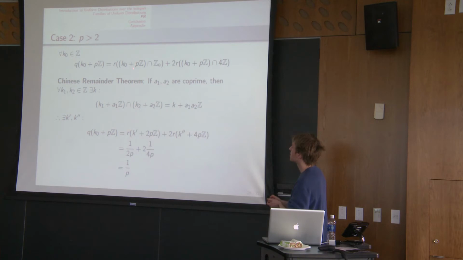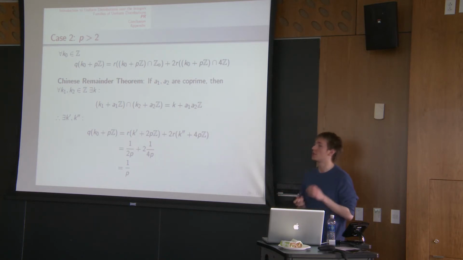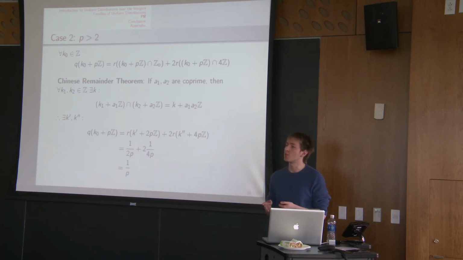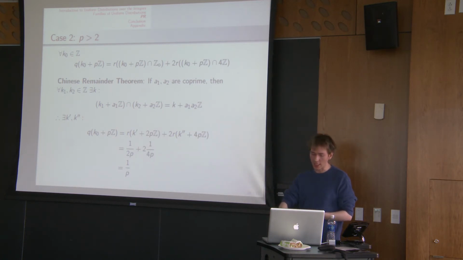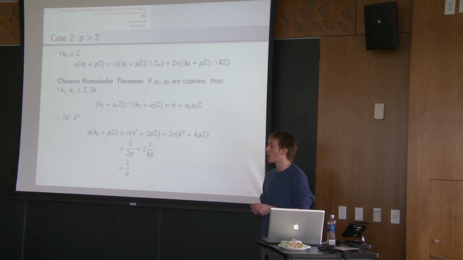In the first case, we have a mod p and a mod 2, so we get 2p. Similarly, we get a residue class mod 4p in the other intersection. 4 and p are two coprime integers, and that's their product, by the Chinese remainder theorem. Then we apply the definition of r, sum up, and get 1 over p. That's what we want. So we considered the two cases, p equals 2 and p greater than 2. Now we know the probability is 1 over p for residue classes mod p, and we knew it was a uniform distribution. Therefore, we can conclude that Q is in the prime residue class family.